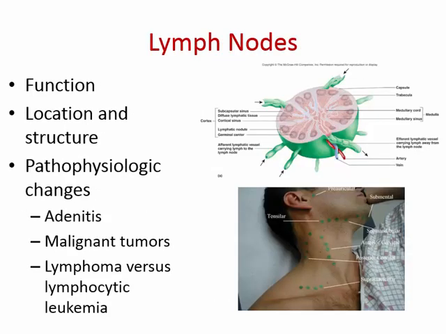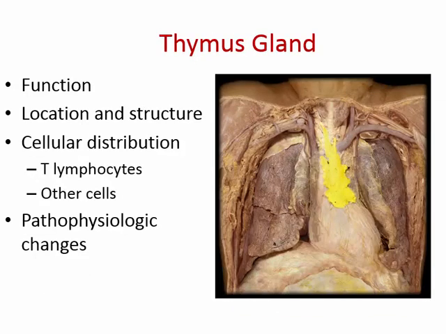Lymphoma versus leukemia, I will tell you more about it when we come to white blood cells. Thymus. As I told you, thymus is going to be the yellow, I made it yellow, it doesn't look yellow like that. But it's going to be in the space we call mediastinum, right in the center of the thoracic cage, right in front of the heart and the great vessels of the heart. This is the first organ that develops fully in a fetus. Okay? The first organ that develops fully in the fetus is going to be thymus.